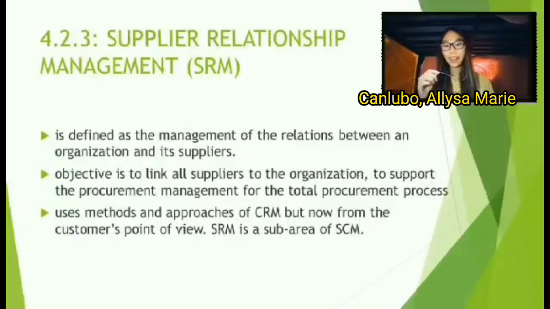So I am going to discuss supplier relationship management, or the SRM. SRM is defined as the management of the relation between an organization and its suppliers. The objective is to link all the suppliers to the organization to support the procurement management. For the total procurement process, SRM uses methods and approaches of CRM, but now from the customer's point of view. SRM is a sub-area of CRM.